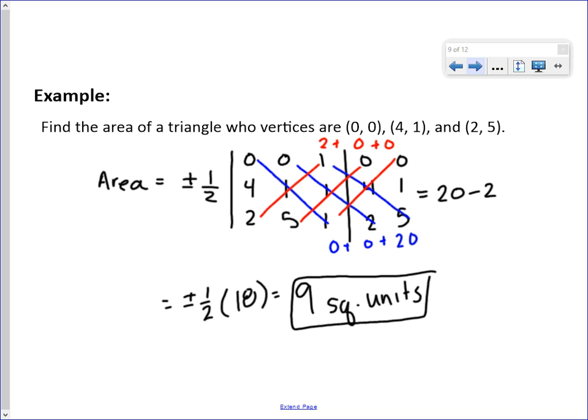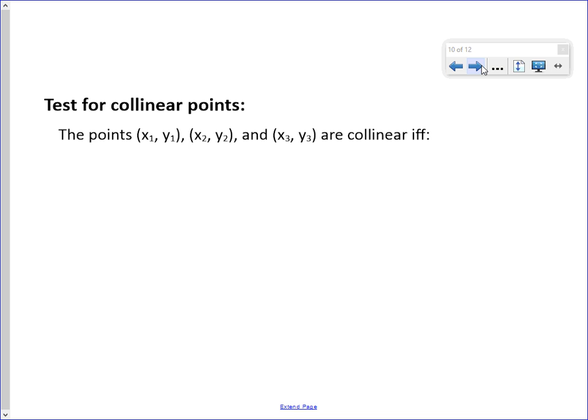Okay, not so bad, right? Well, it doesn't get too much more terrible. Okay, can I go to the next? Okay, the other thing that we can do is test for collinear points.